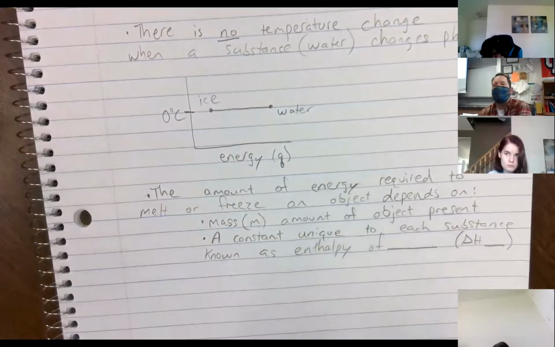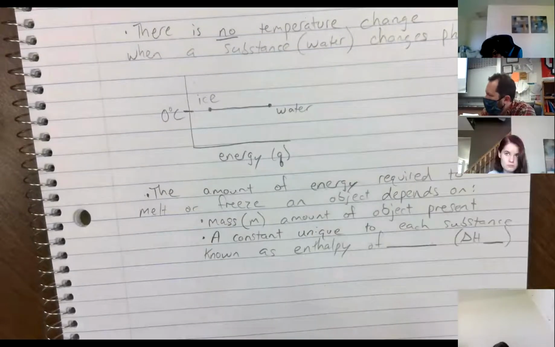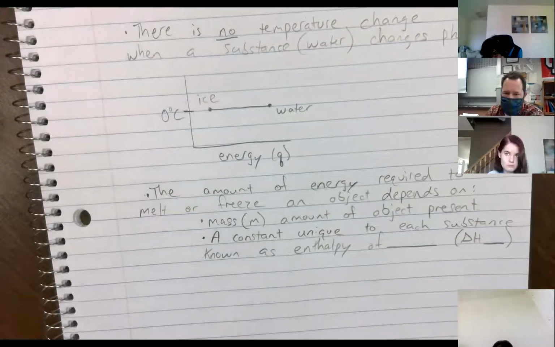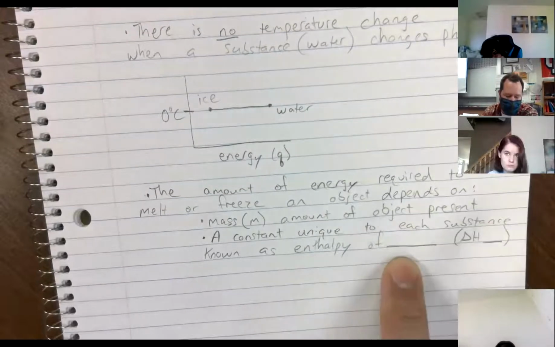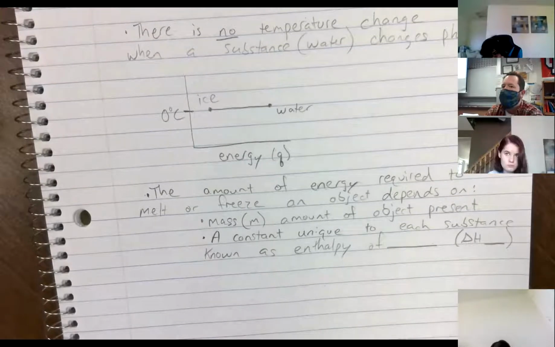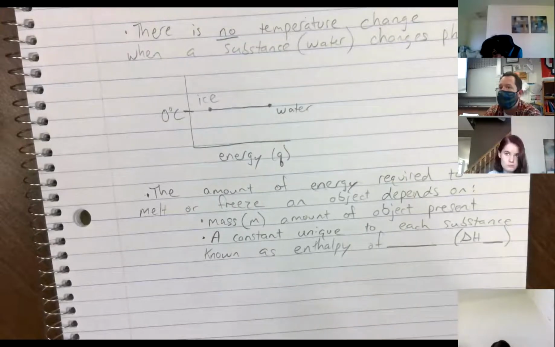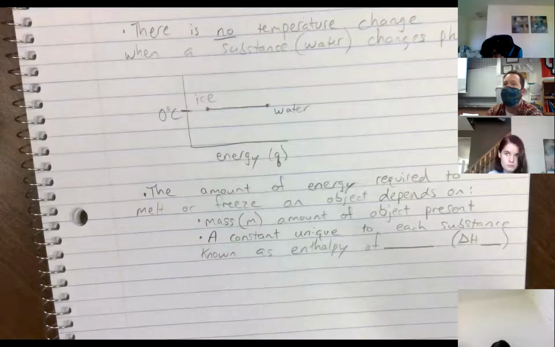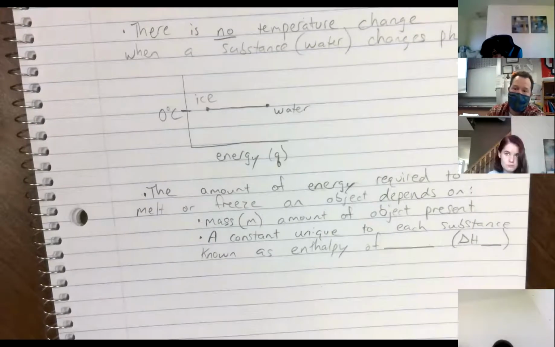And that constant is unique to every substance. So water has its own enthalpy of blank, and you insert the phase change there. It depends what phase change you're going through. Water has an enthalpy of fusion, and it's such and such a value. Let's go over those in just a minute. Water has a different delta H for vaporizing. It takes a little bit more energy to vaporize water. We'll go over that.